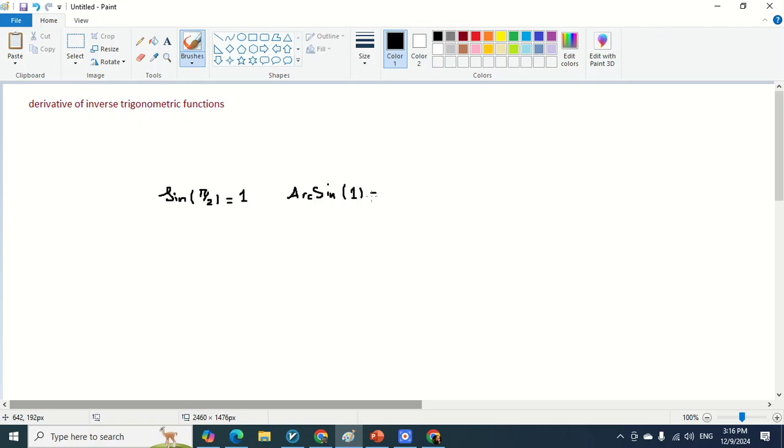So as you can see, the value of sine inverse, the value of the inverse trigonometric function, determines the angle, not the actual value of that thing. So because of that, it determines the angle or the arc of that corresponding value. So right now let us calculate the derivative of arc sine of x.